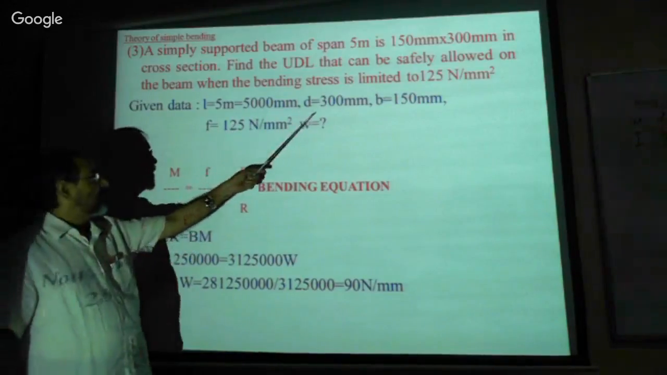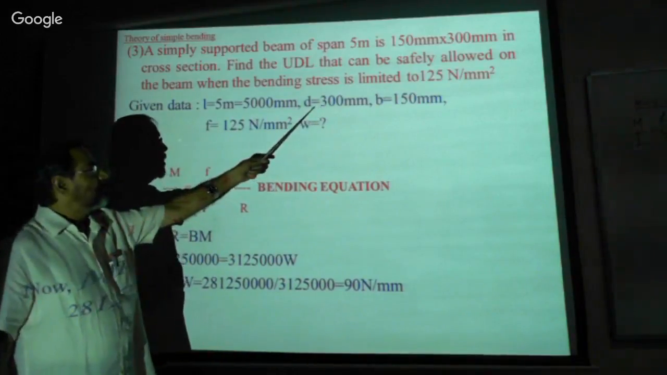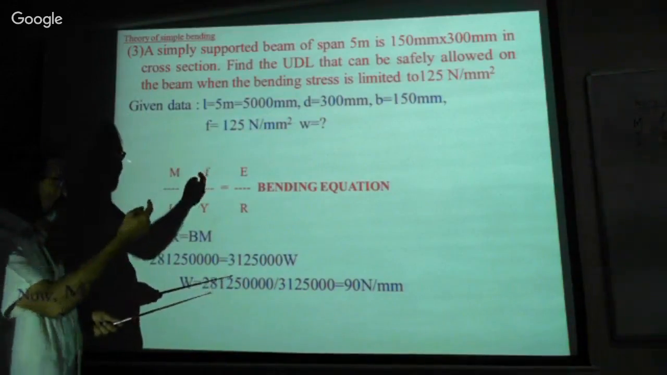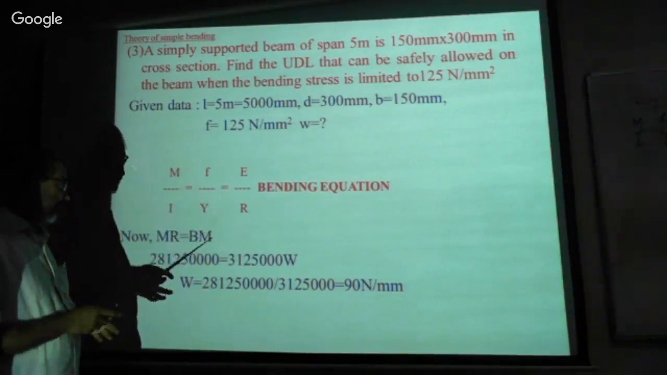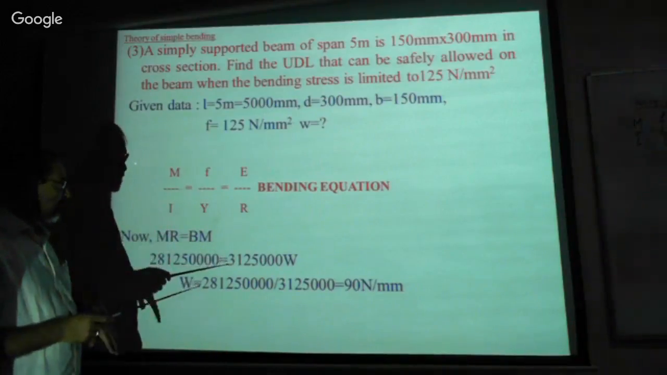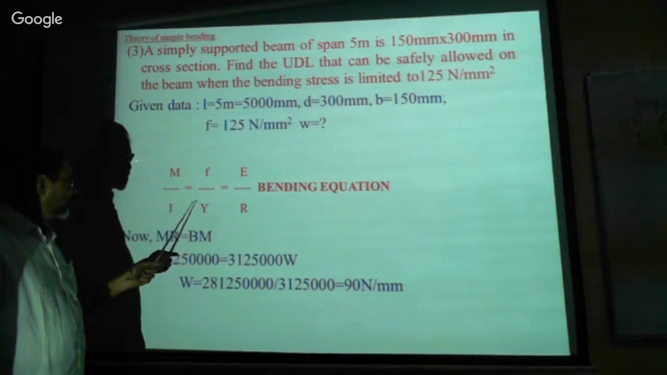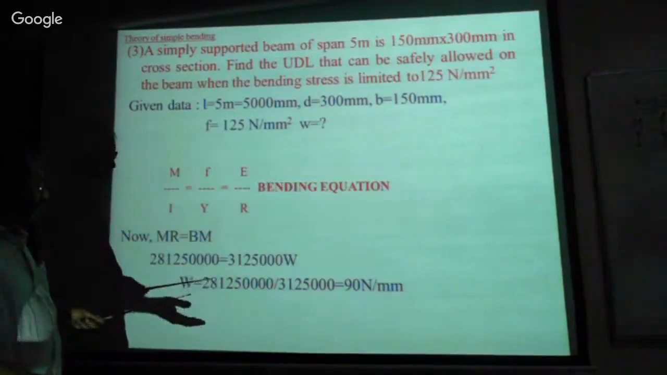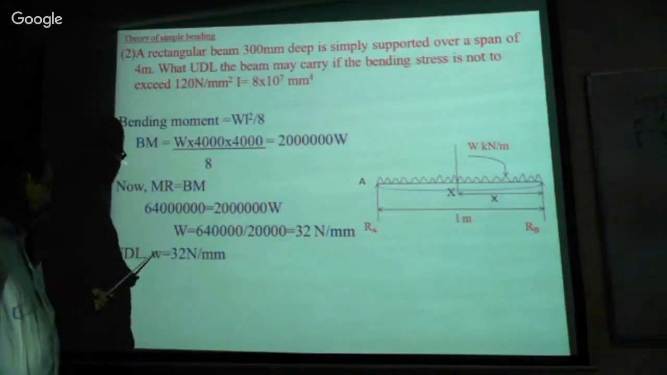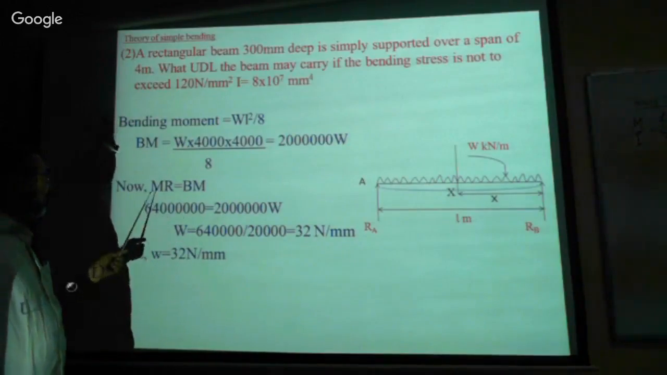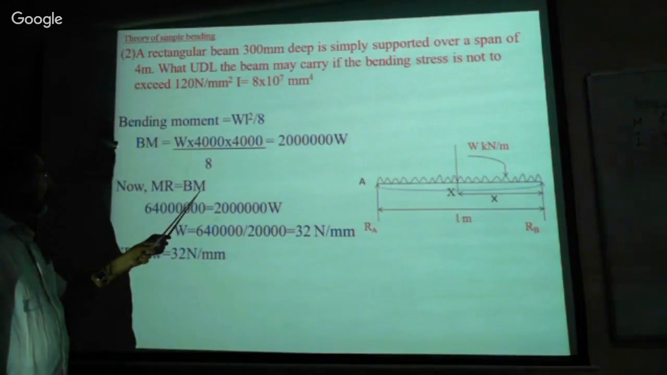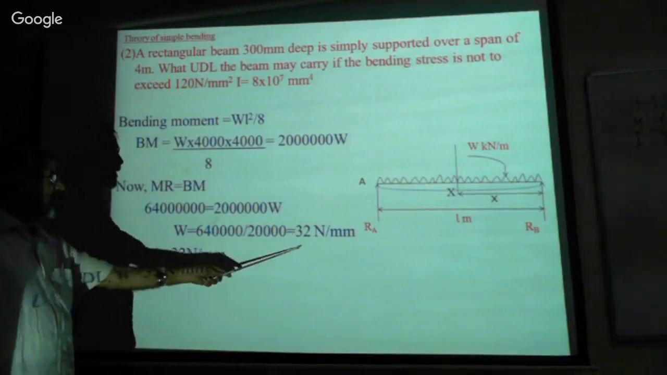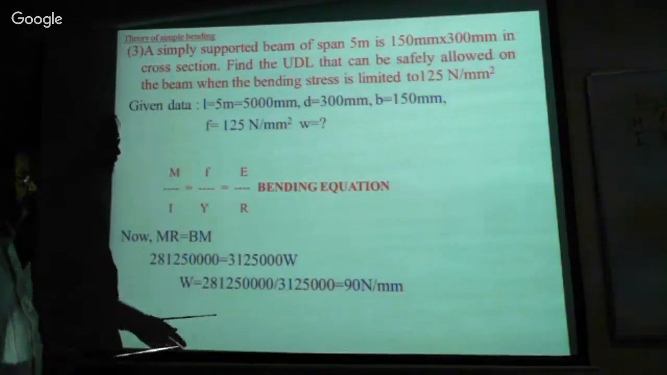Now 300 depth is given. Therefore, D by 2 is Y, that is the farthest layer from the neutral axis, either the top layer or the bottom layer. Now Y is equal to D by 2. Now substitute all the values. It will give you the moment of resistance is equal to bending moment, and therefore now substitute the value. The only unknown is W. We can calculate it, is it not?